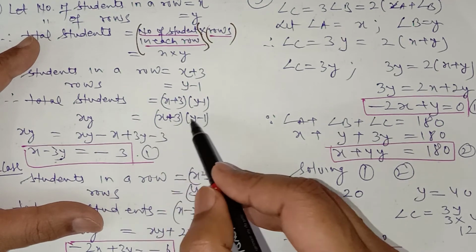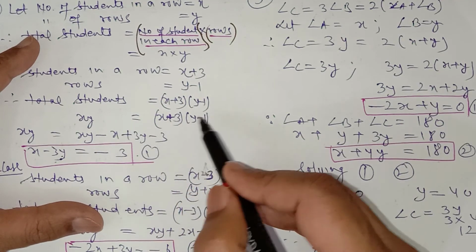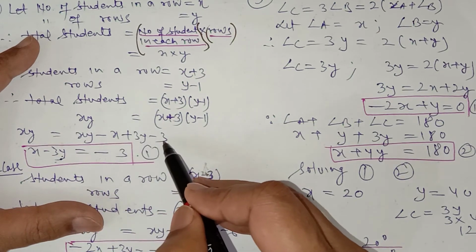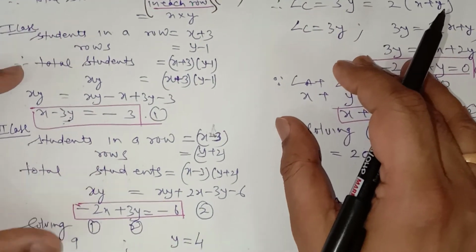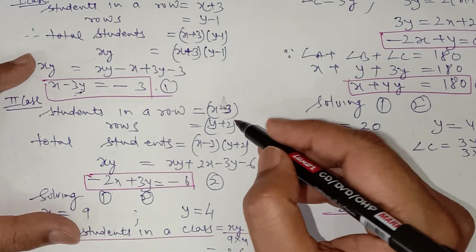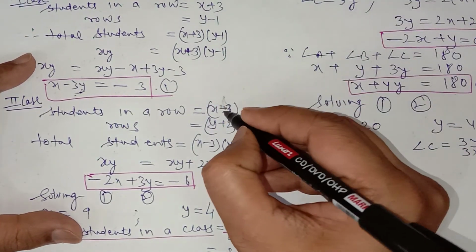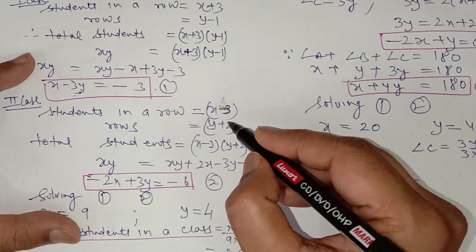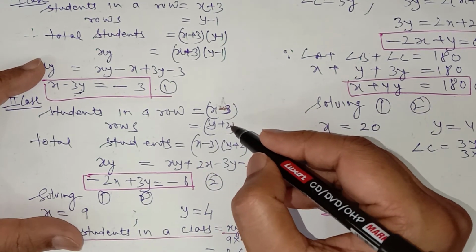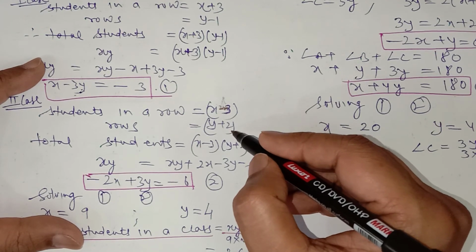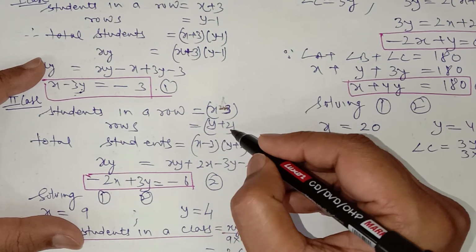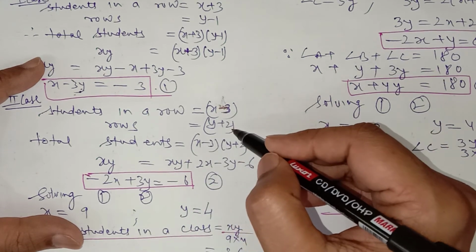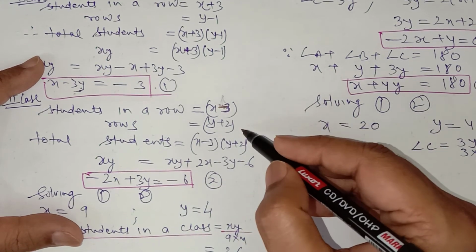Open the bracket: x into y minus x plus 3y minus 3, x and y will cancel x into y. You will get the equation x minus 3y is equal to minus 3. In the second case, it is given that if 3 students are less in a row, the number of students in a row becomes x minus 3, and the number of rows is increased by 2. So the number of rows becomes y plus 2. So total students is x minus 3 into y plus 2, number of students in a row multiplied by number of rows.